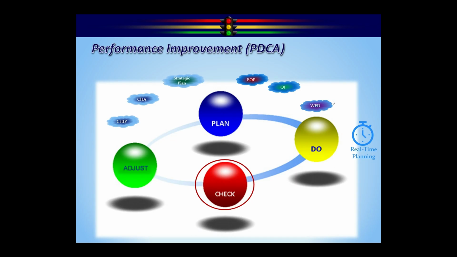So by doing that, we're going to go into the adjust phase. In this particular case, we don't need to make any adjustments. Our plan was 25, our actual is 25, we're right on track. So we're going to skip over the plan, continue to execute, check it every once in a while, and continue through the cycle.